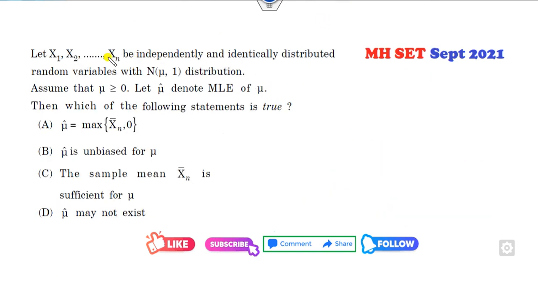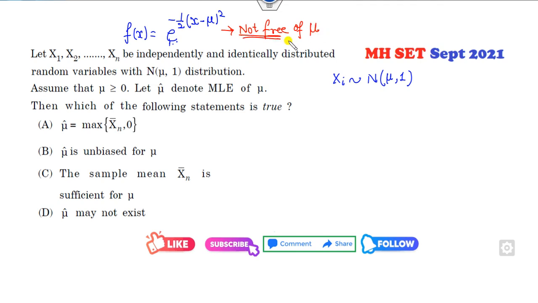Next one is, if xi's are IID and follow a normal distribution with parameters mu comma 1. So what is the PDF of this? 1 over root 2 pi is a constant, so e raised to the power minus half (x minus mu) squared. So clearly it is not free from theta. Theta in this case is mu. So that means it is my unique MLE. Now our target is to find mu. Mu is my mean. So that means the MLE of mu is my sample mean.